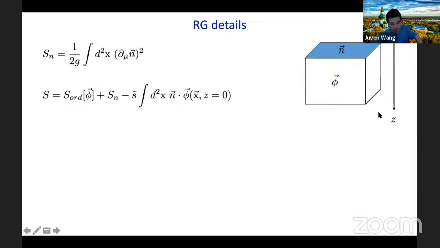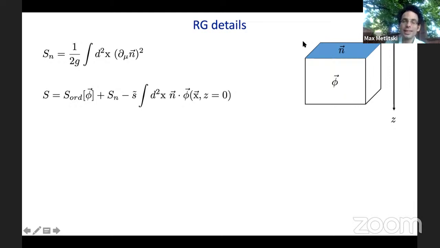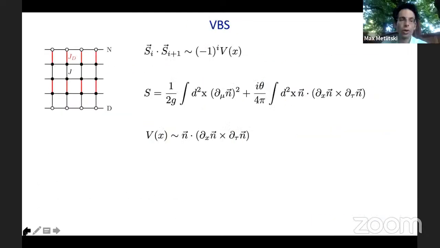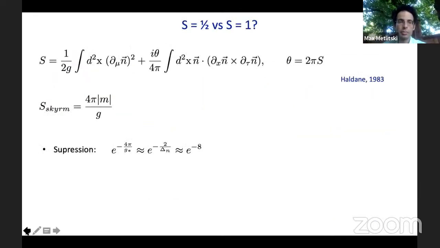Well, maybe one question for Max is, can you suggest some additional numerics for future works? More precisely, what would you suggest people to do? Well, I think n equal 4 is interesting. I think n equal 4 is somewhere close to NC. So that should definitely be studied with classical Monte-Carlo. For the quantum models, really, I think people.